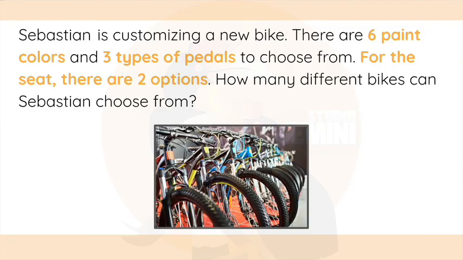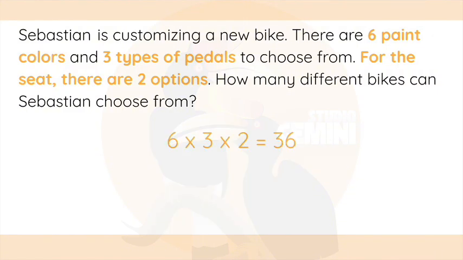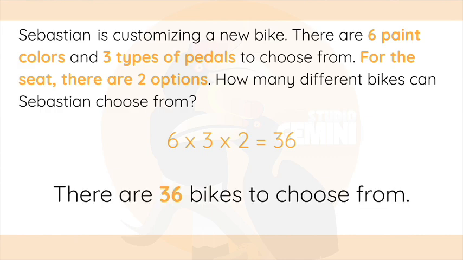Starting with 6 paint colors, we multiply by 3 pedal types. Then we multiply by the 2 seat options. That's 6 times 3 times 2, which equals 36. So there are 36 different bikes that Sebastian can choose from. And then he'll need to pick out a helmet, of course. Now, let's do one last example.